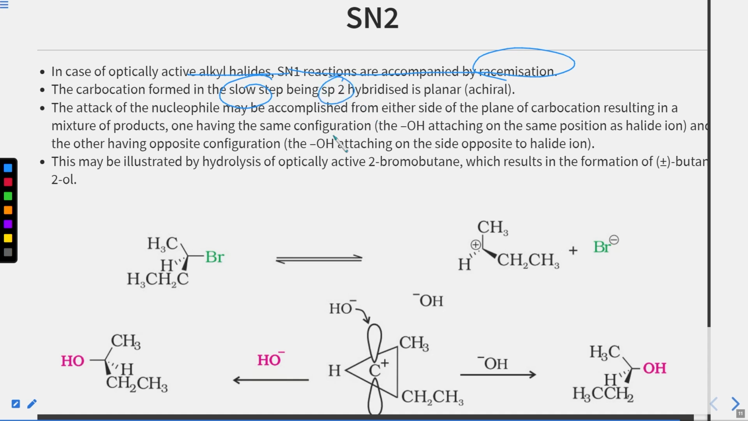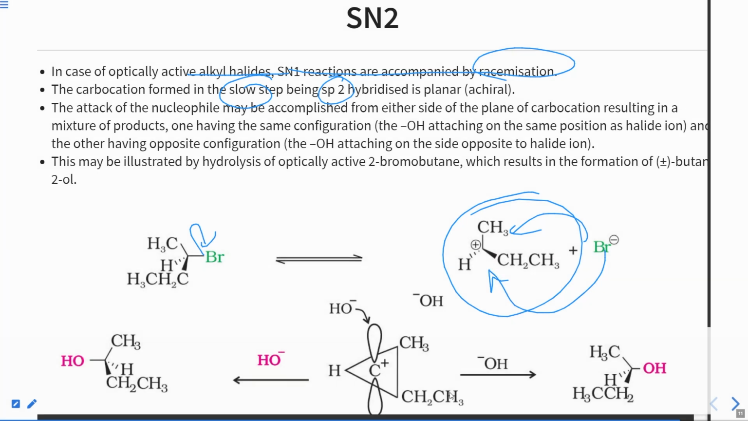So first, what is happening here? This Br minus leaves, and we are left with this intermediate. Now this is trigonal planar. Both of the faces are equally vulnerable to the attack of this Br minus. Since they are equally vulnerable, they attack from both sides. Okay, they attack from both sides, and so this is the structure that we have.